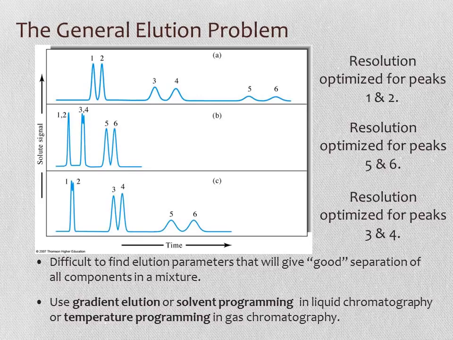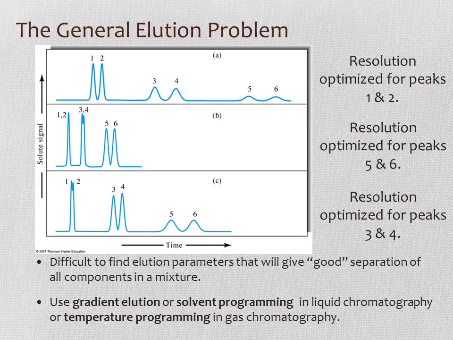Resolving the first 2 peaks resolves everything in A, but it's also taking a lot of time. With the other ones where you're just trying to resolve the later peaks, then your early peaks are getting smashed on top of each other and you have bad resolution. So it's difficult to find parameters that will give good separation of all components in a mixture without wasting a lot of time. The way we solve this elution problem is to use gradient elution.